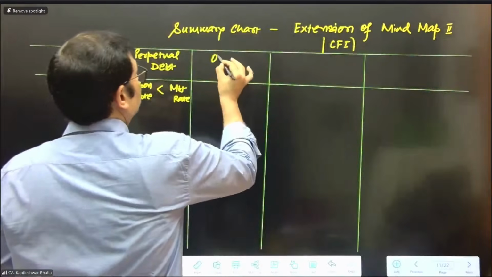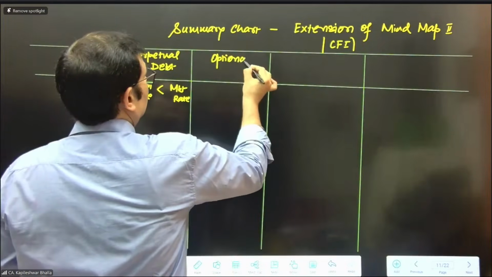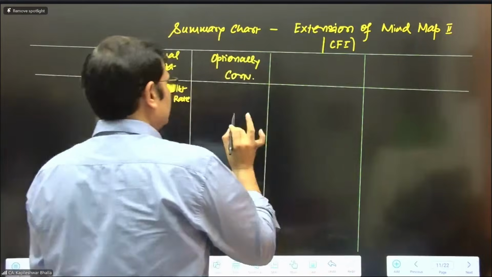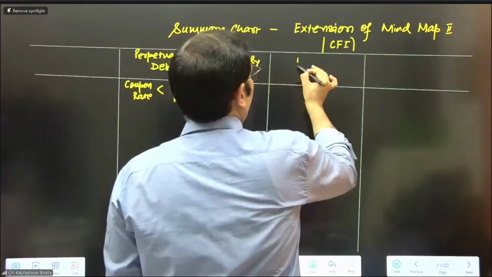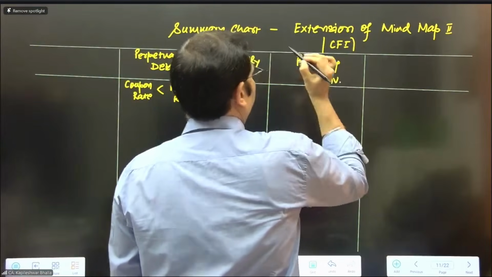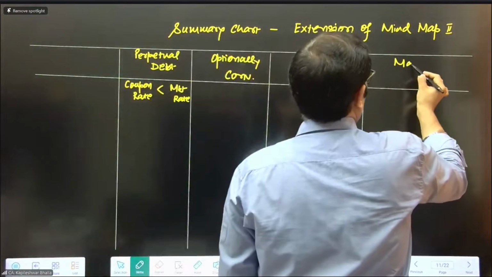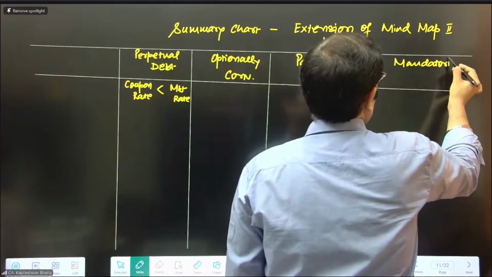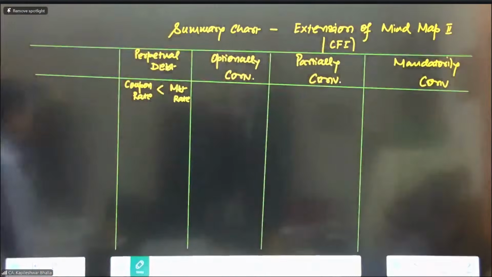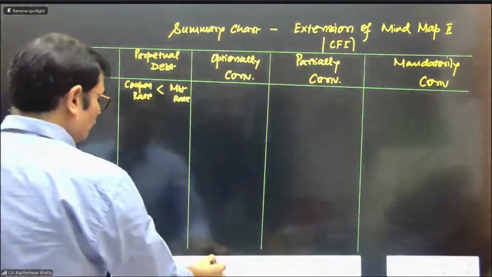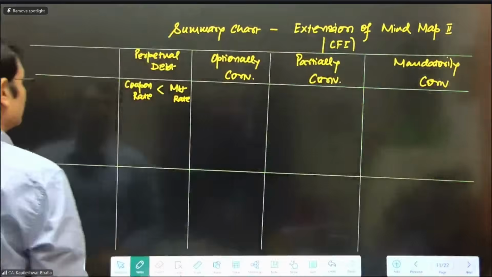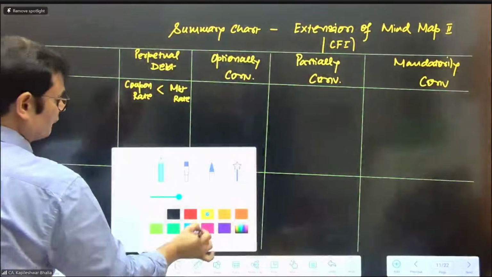Then I'm looking at optionally convertible instruments. Of course, the option is with the holder. Then I'm looking at partially convertible, and I'm looking at mandatorily convertible. So I've got 2 focus points at this particular stage. The 2 focus points which are there with me are in terms of the calculation of the financial liability.